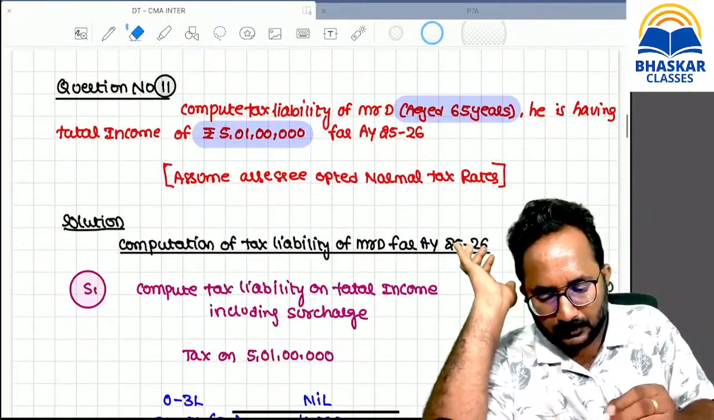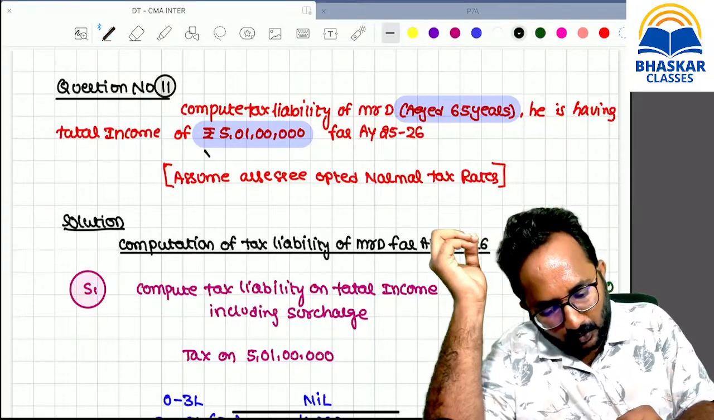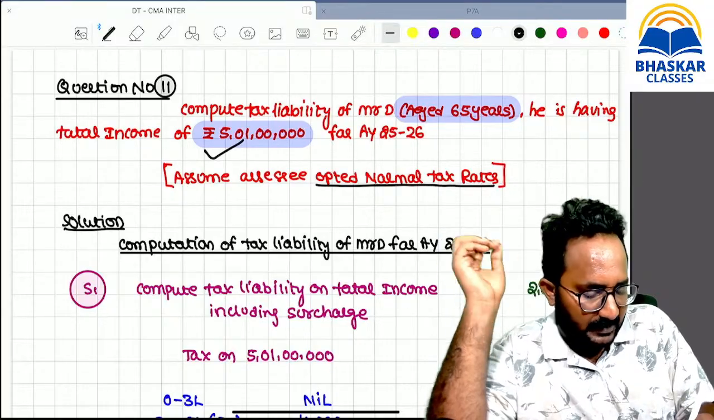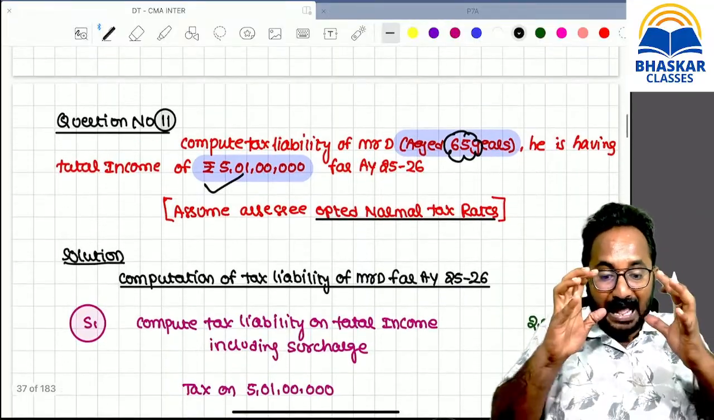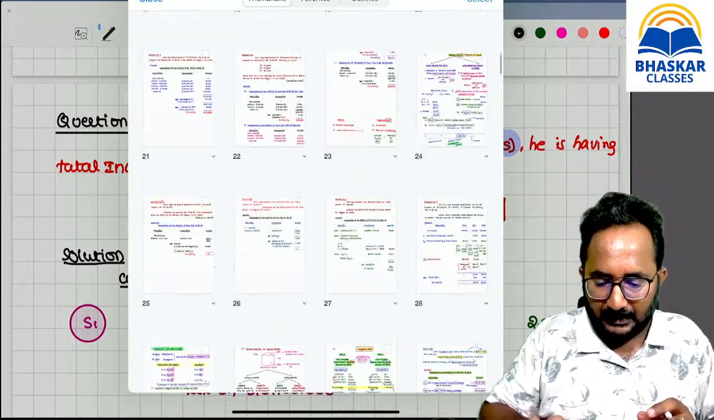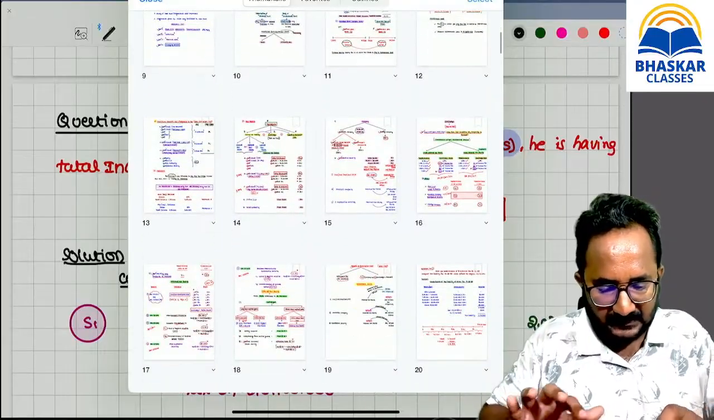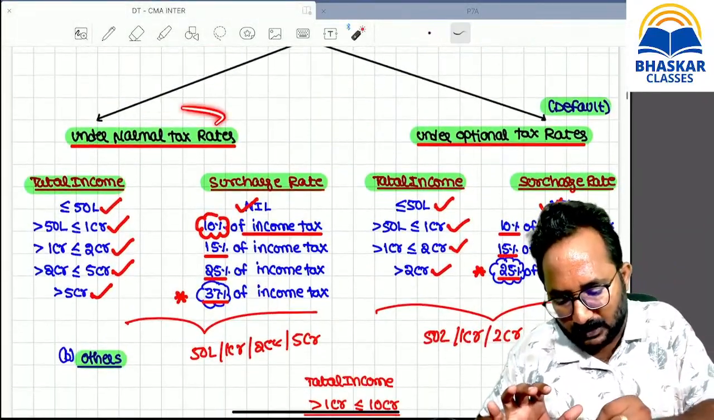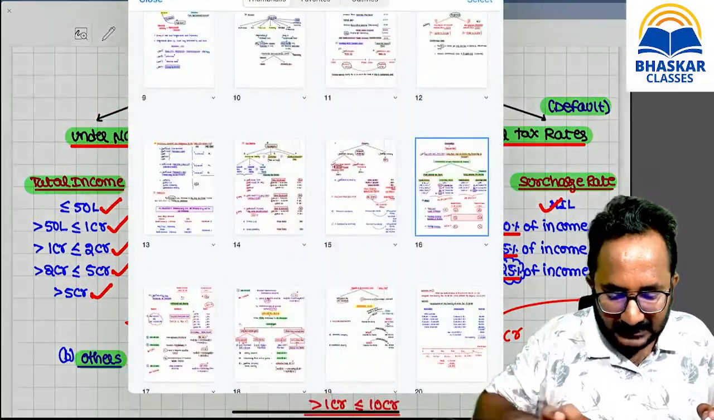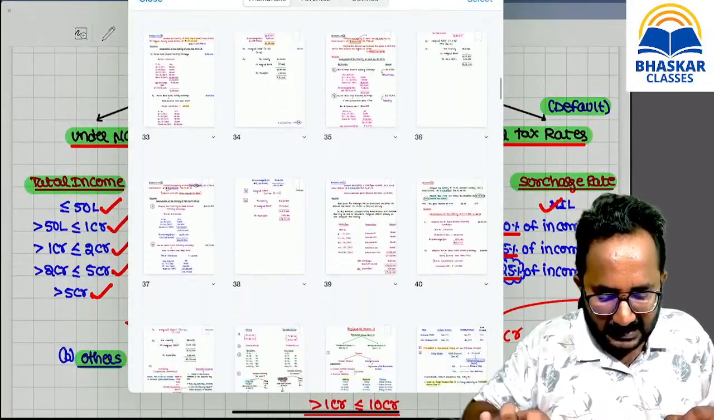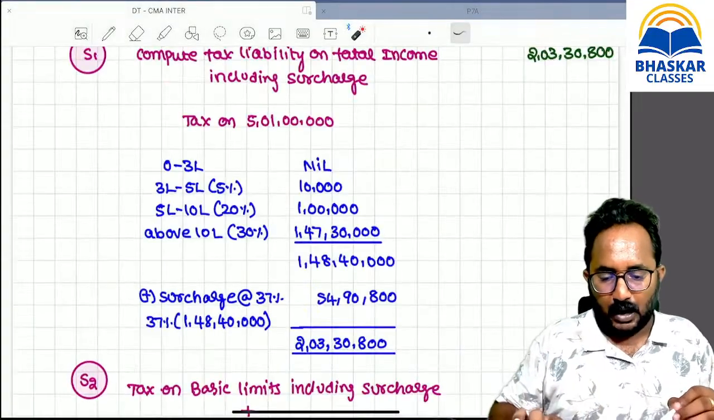Question number 11. What is the total income of the Assessee? 5 crore 1 lakh. He has opted for the normal tax rate. Yes, 65 years. Now let me know. Normal tax rates related, definitely it is a surcharge basic limit only. He is following the normal tax regime. Is it a surcharge basic limit or not? Yes. Now they are asking the tax liability, means indirectly which regime do you have to take?